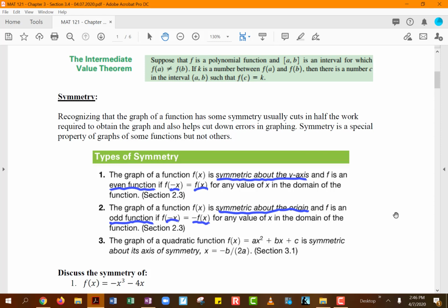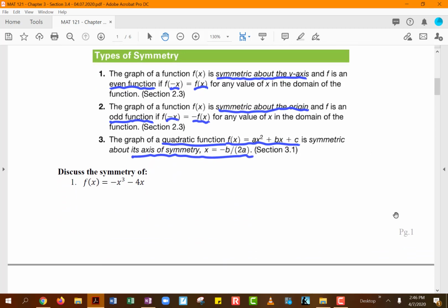And then for quadratic functions, which are going to be functions that look like this, they are not going to be odd or even functions because they have both odd and even powers in them. These guys, remember, bring their own symmetry because they have their axis of symmetry at x equals negative b over 2a. So quadratic functions, which are your second degree polynomials, will bring their own symmetry.